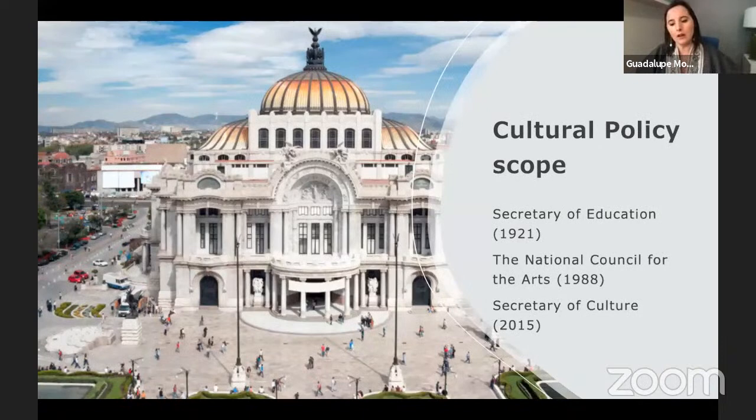Let's move now to the cultural policy framework. After the revolution, the Secretary of Public Education was created in 1921. That was a key moment in Mexico, because after the revolution the government's main budget was divided in two ways. One, of course, was the military budget, but the second most important factor in the budget was education. So it was a huge, massive strategy undertaken for educational purposes through the Secretary of Public Education, whose main figure was José Vasconcelos.